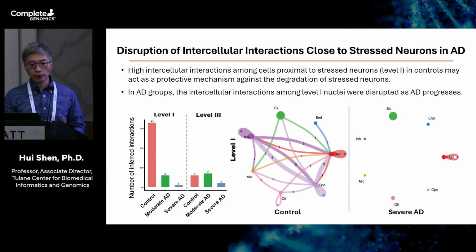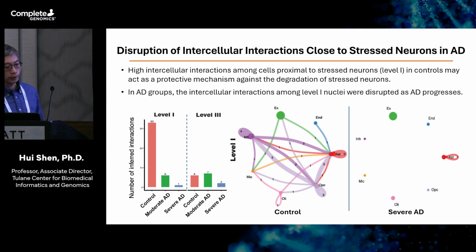We know the intercellular interaction is very important to support proper cognitive function. So we started an intercellular interaction analysis among those cells that are proximal to the stressed neuron in controls, as well as those nuclei in level 3, divided into different groups. In the left side figure, we show the number of inferred interactions in different groups in level 1 and level 3.